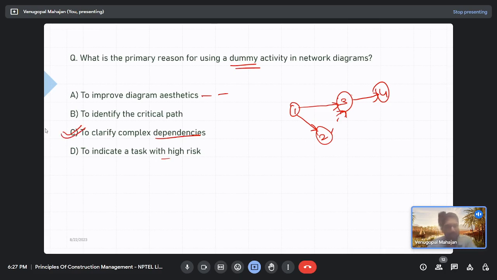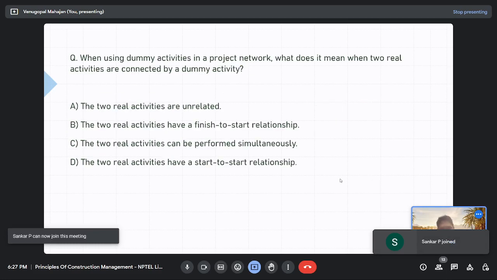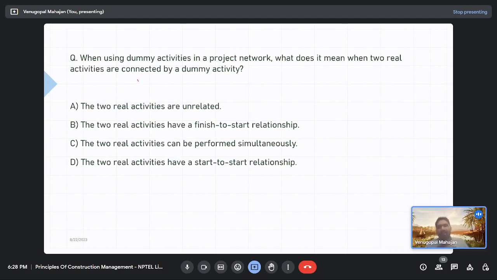What do you mean by complex dependencies? Or this was just the elimination, like it cannot be this, it cannot be this, and it cannot be this, so it is C. Okay, so we will draw some dummy activities and see. That would be a better way. When using dummy activities in a project, what does it mean when two real activities are connected by a dummy activity?